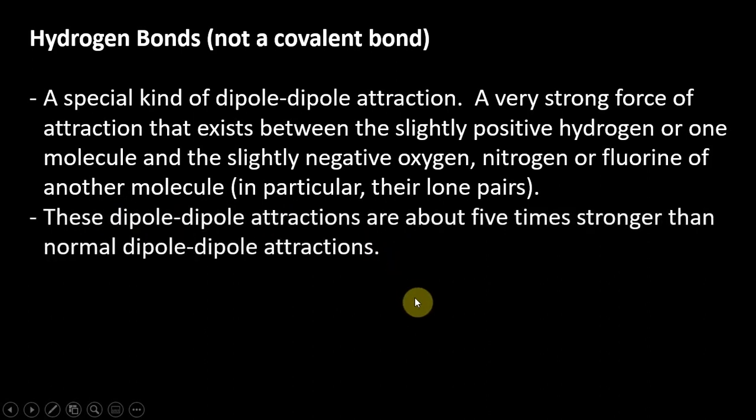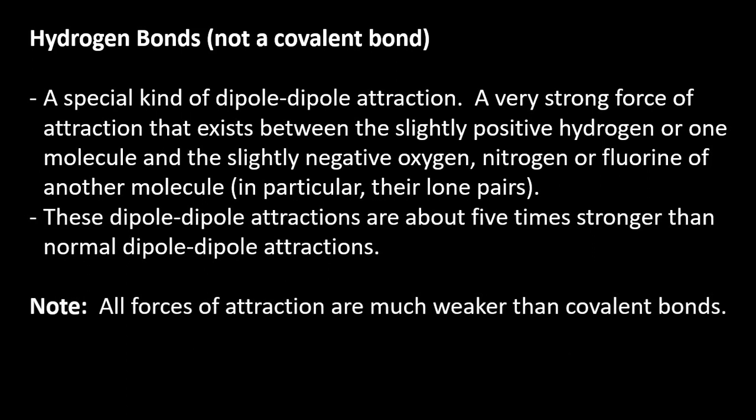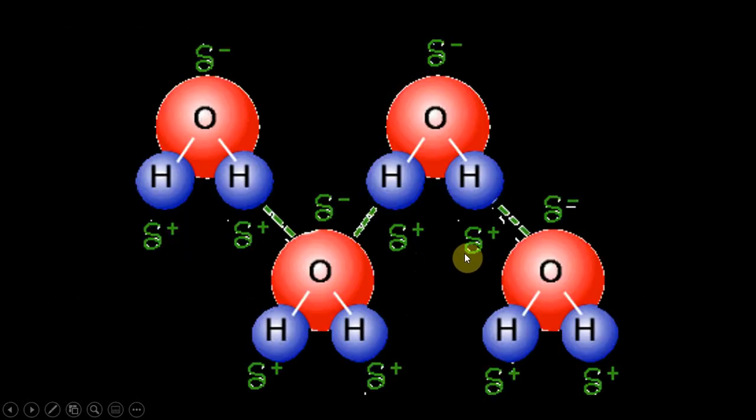Hydrogen bonds are about 5 times or more stronger than normal dipole-dipole attractions, but they are still weaker than covalent bonds. Okay, so covalent bonds are kind of the next step up. If we were to draw, let's say, water is kind of a classic example where we have hydrogen bonding. One of the lone pairs from the one oxygen is attracted to the hydrogen of a neighboring water molecule, and that creates what we call the hydrogen bond.